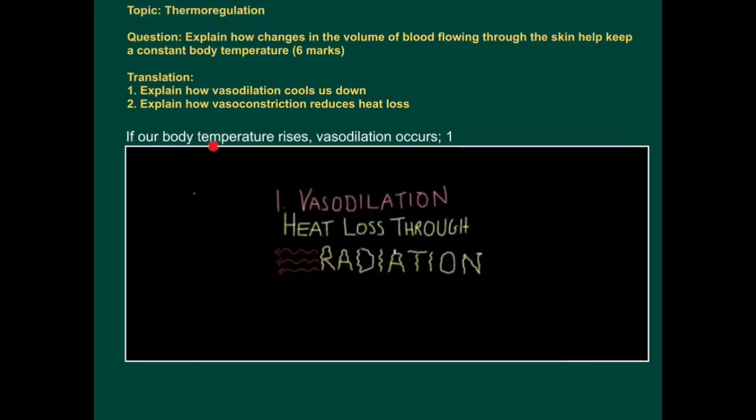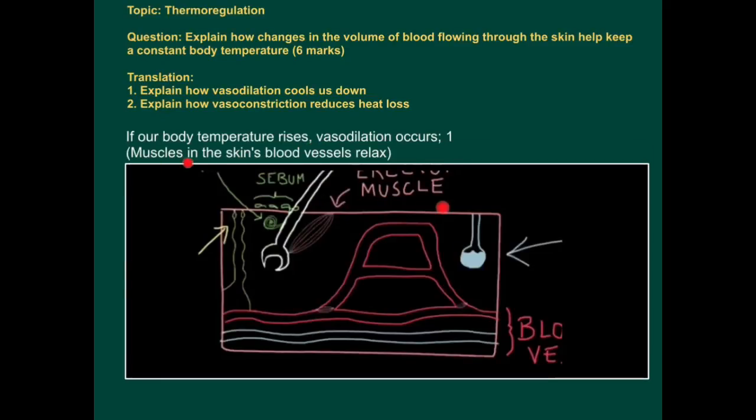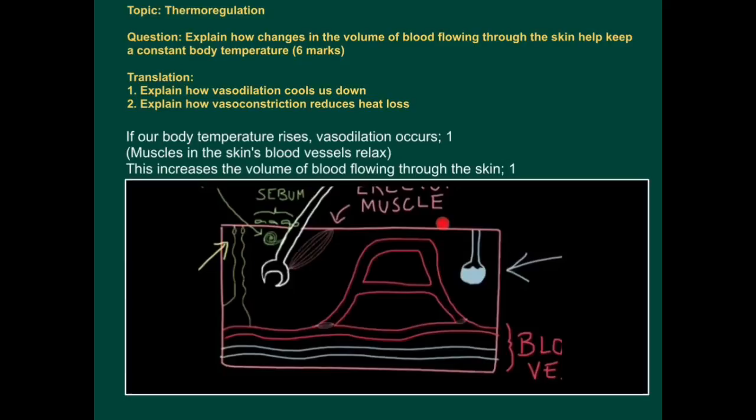So firstly, if our body temperature rises, vasodilation occurs. What this means is muscles in the skin's blood vessels relax. You don't have to say this, but you can. And here you can see the muscles there, they're relaxing. So the diameter of this blood vessel gets wider. This increases the volume of blood flowing through the skin.